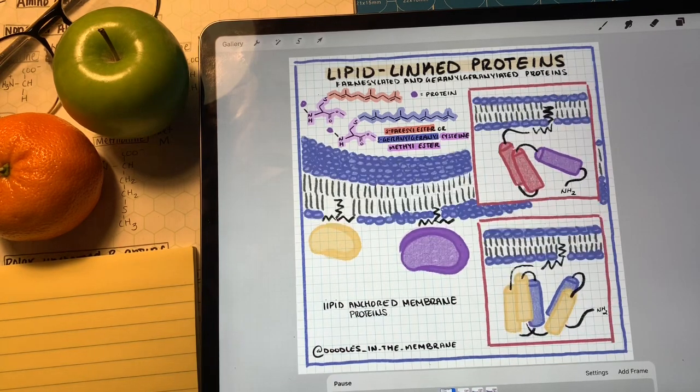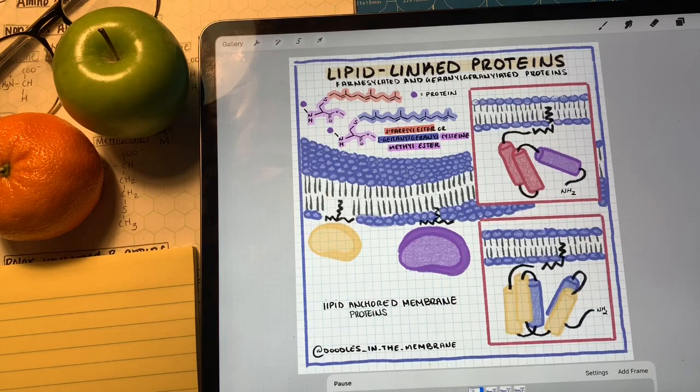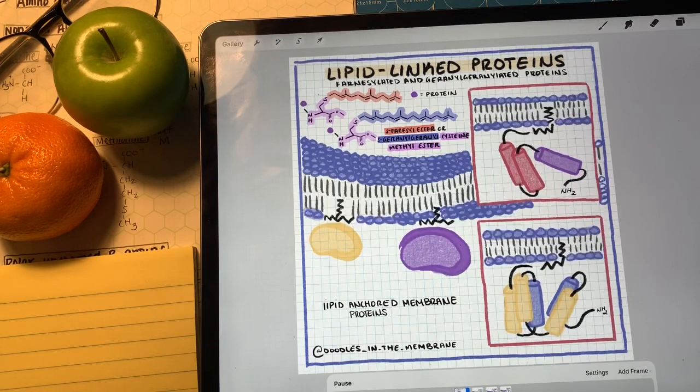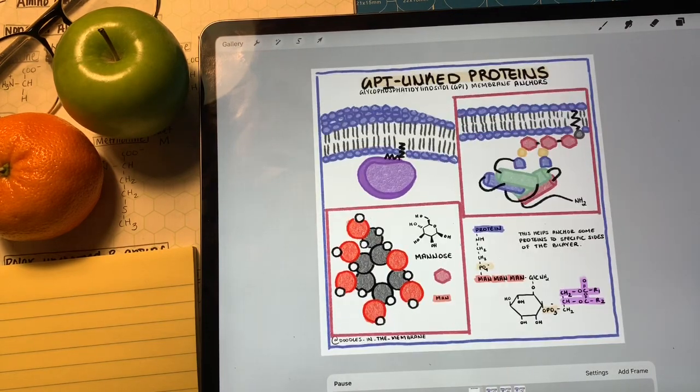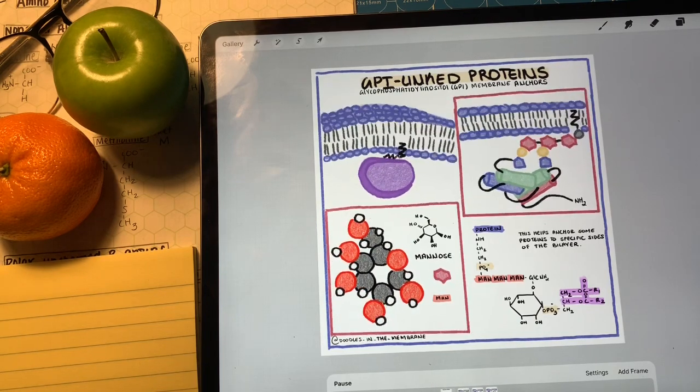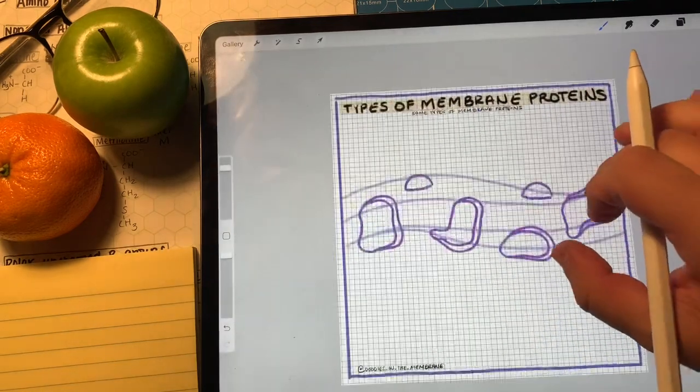Now, these interactions are not as strong as integral proteins, but there's many different types of anchors, and some are definitely stronger than others. But usually when we think about these anchors, it's usually to keep them just on one side or the other of the membrane.